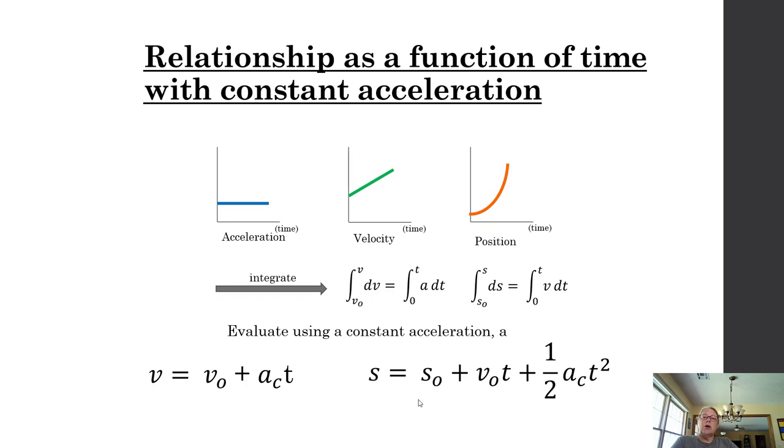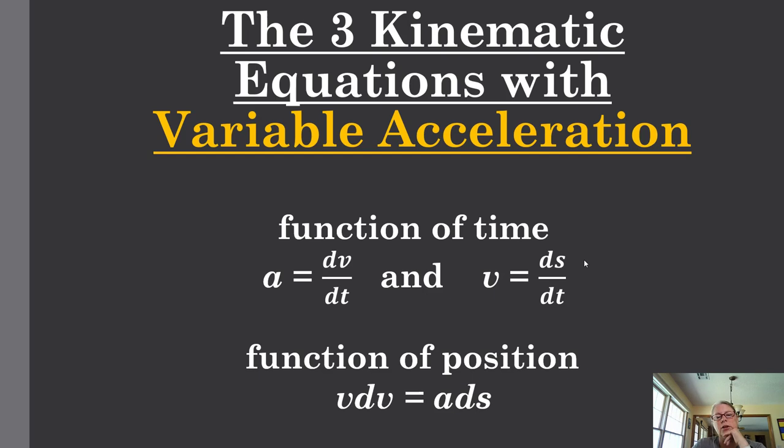We can also integrate the function of position equation, the a ds, and come up with v squared equals v naught squared plus 2a(s minus s naught). Okay, so this is our displacement in here. This is displacement. This is not the total path traveled. Okay, so we have the equations we can integrate. We have the equations if our acceleration is constant.